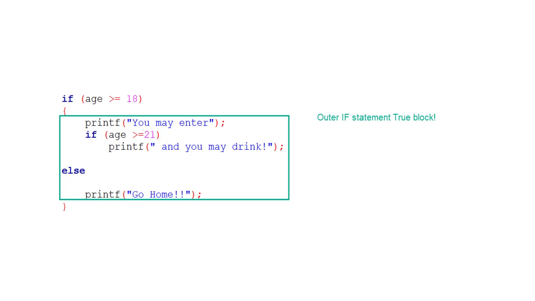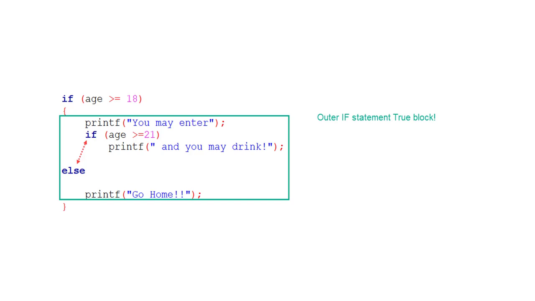But what if they're 20? Let's try the scenario again. If age is greater than or equal to 18, which 20 is, it says you may enter. But because it sees this if statement, if age is greater than or equal to 21, notice that this else belongs to that if statement as far as the computer is concerned. So basically it'll tell them you may enter, and then it'll tell them to go home. So be very careful about open, close curly braces and where they need to be.